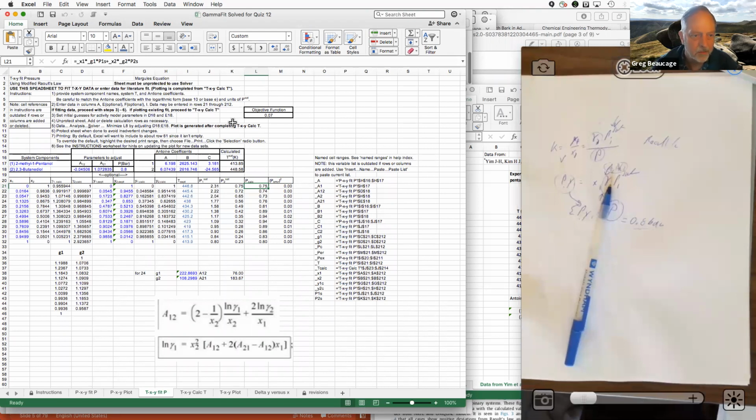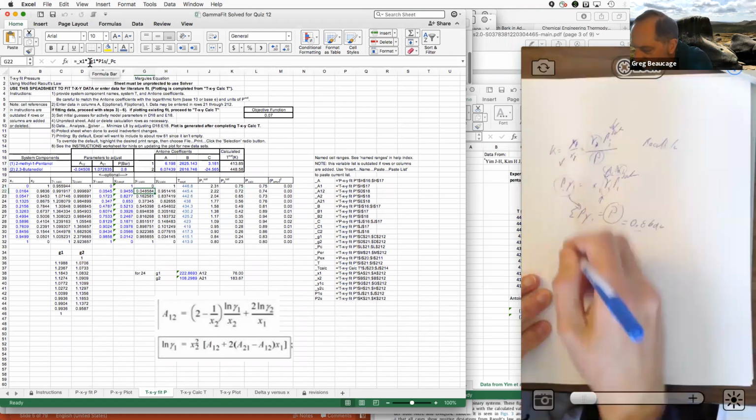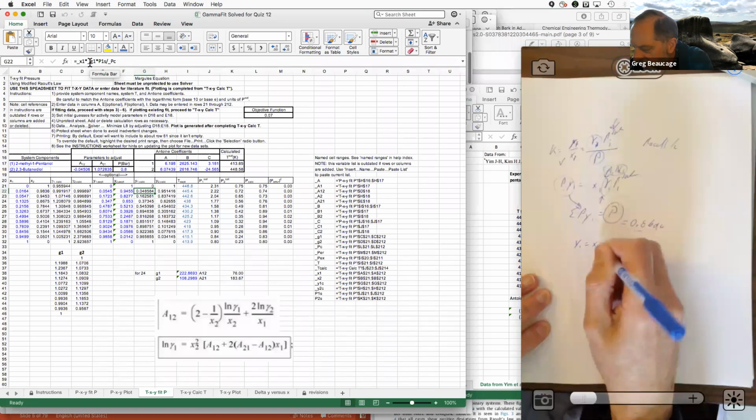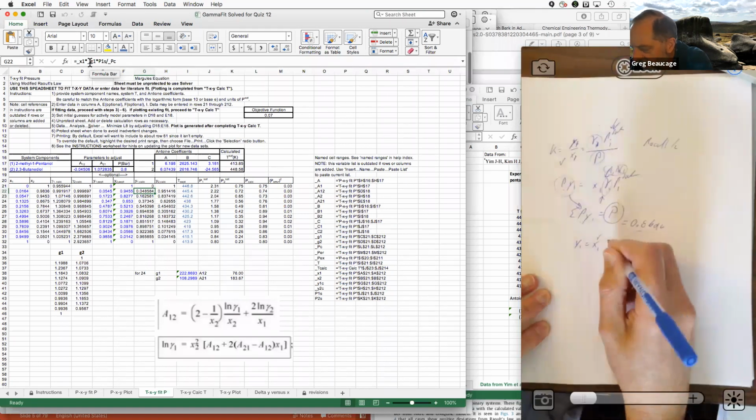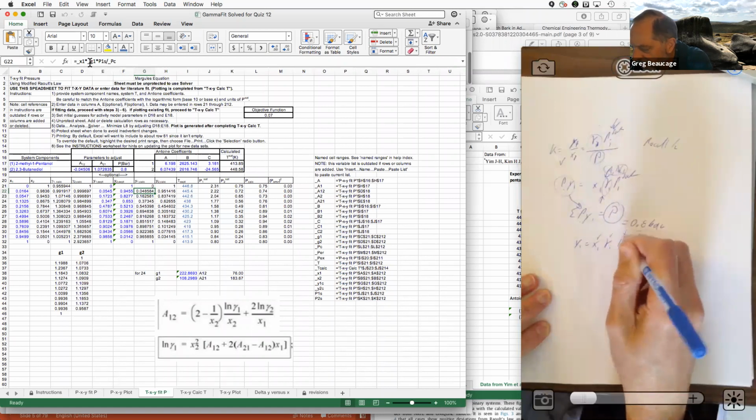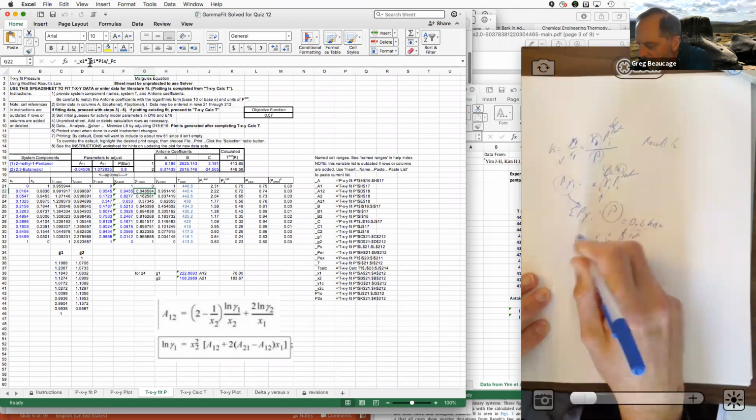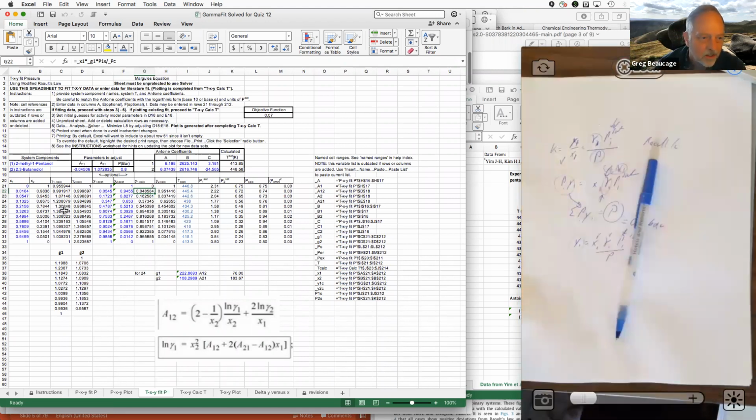That's good. And once you have the A's, you can calculate the Y's from this first equation: Y1 equals X1, which is experimental, times gamma 1, which you just got, times P1 sat from Margules, which you also have, divided by P, which is 0.8. So you can get the Y's, and you have the X's and the Y's. If you want, you could compare the Y's to the experimental Y's, but that's not the Y we're going to use for this. So that's the first part of this quiz.